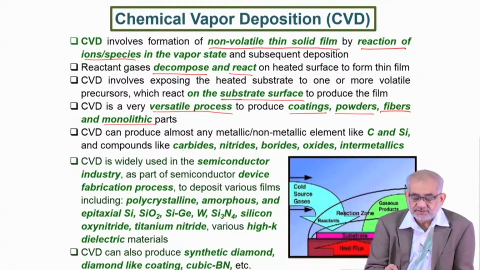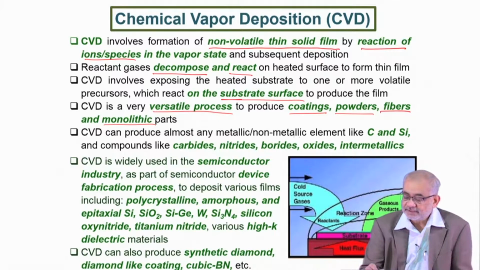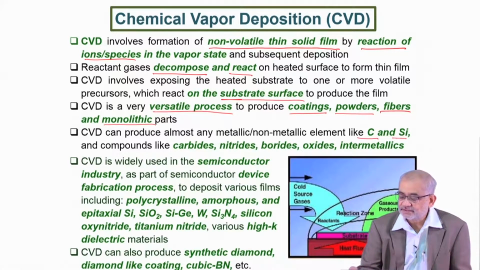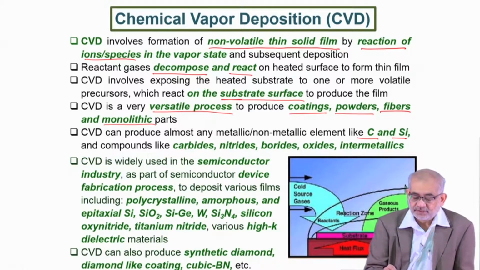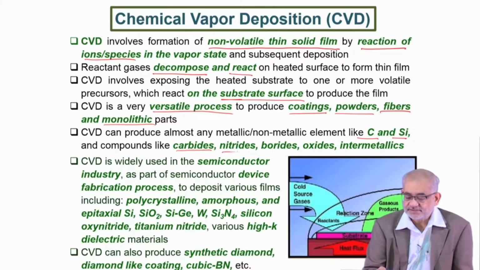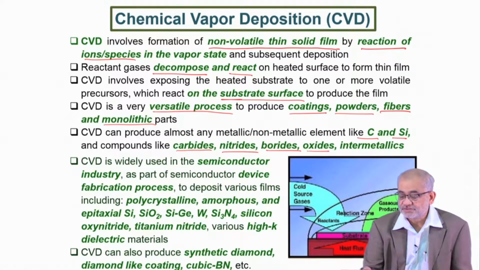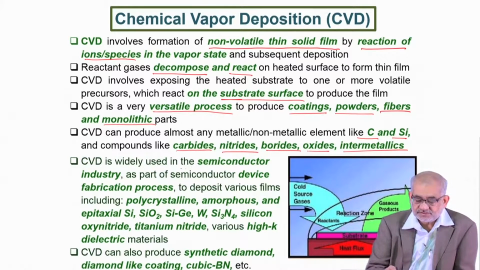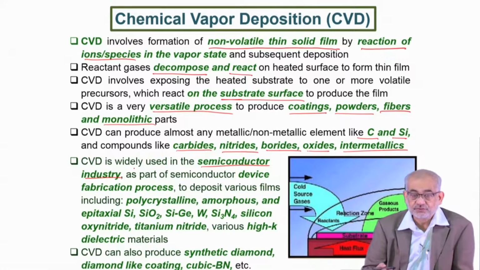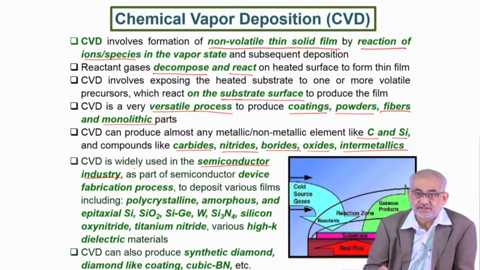So compositionally, apart from elemental coatings like carbon, silicon, or titanium, in some other cases maybe chromium, these are possible to be deposited, but also compounds like various carbides, nitrides, borides, oxides, even intermetallic phases like aluminides and silicides and so on. So this is widely used in the semiconductor industry. I already mentioned the possibilities of making tools on metallic or ceramic inserts.